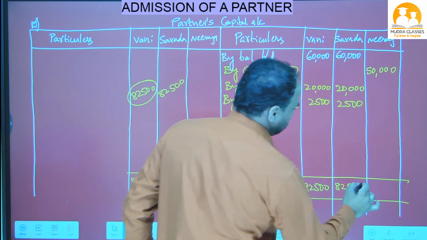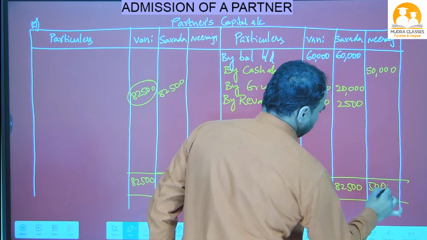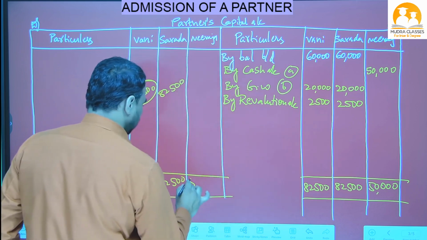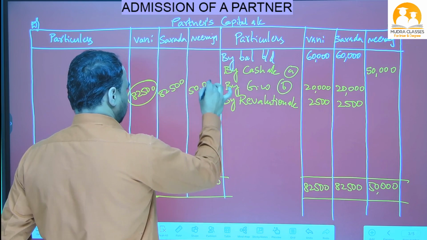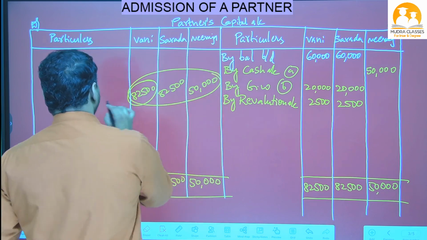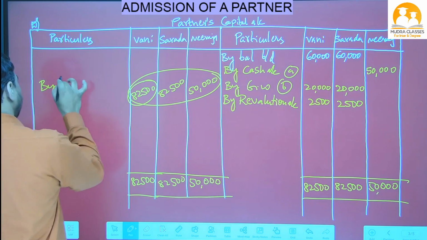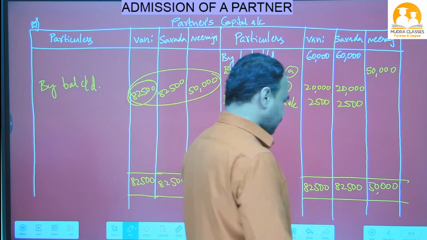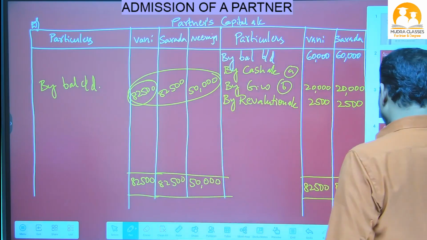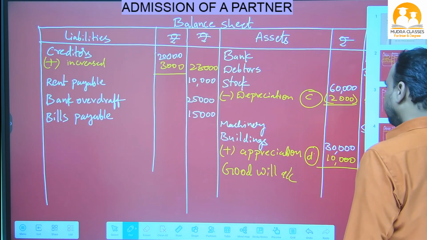Okay, now new partner brought 50,000, so write down here 50,000. Now write down here 50,000. Okay, now here we have to write by balance carried down. This balance carried down we have to write in the balance sheet asset side.